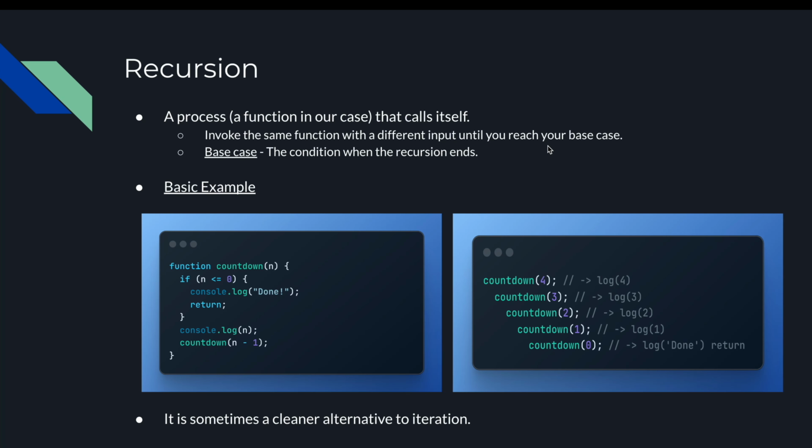Recursion is a process or a function that calls itself. It invokes the same function every time with a different input value until we reach our base case. Base case is nothing else but the condition where recursion ends.